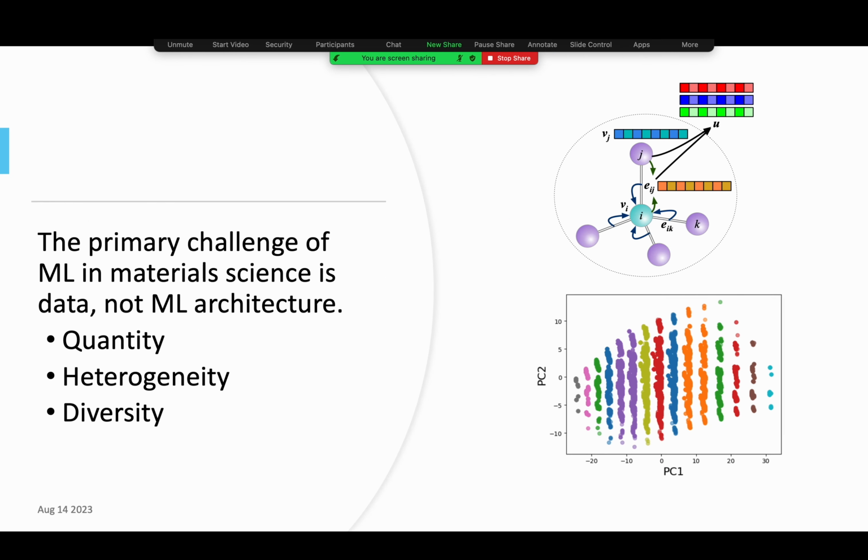And finally, I want to stress that the primary challenge in materials science is really not ML architecture. I know that there are new architectures coming out every day, and by and large, you will see that they are not too different, except in some minor details, and their performance usually is not too different either, right? And the problem that we are facing is really data, right? The quantity of data, the heterogeneity of data, and the diversity of data. And this is where I believe approaches such as multi-fidelity approaches, as well as intelligent sampling approaches, will help us overcome some of these challenges much more quickly, okay?